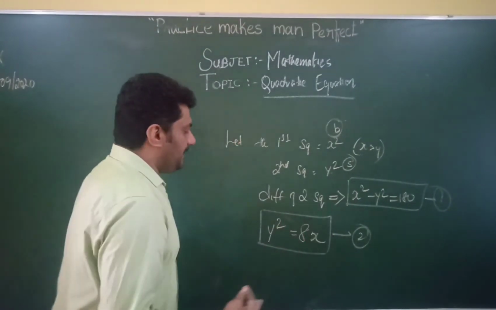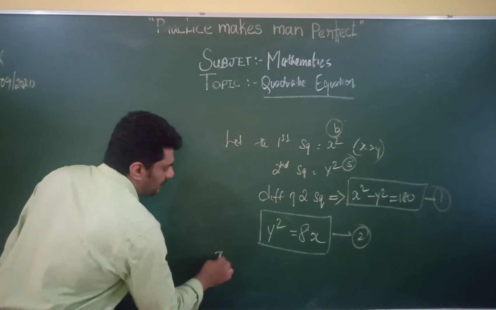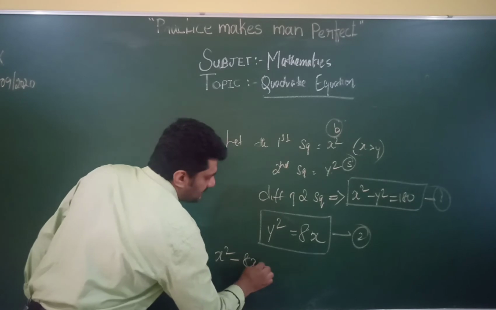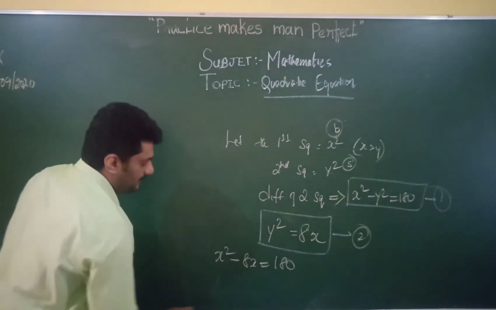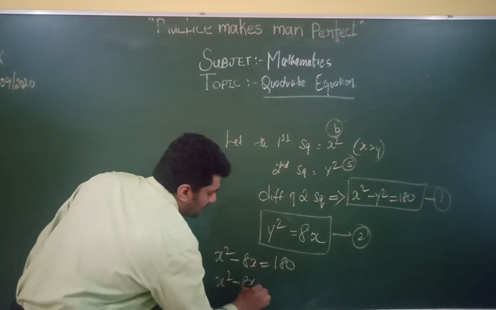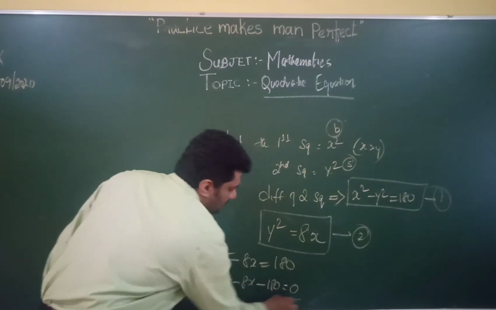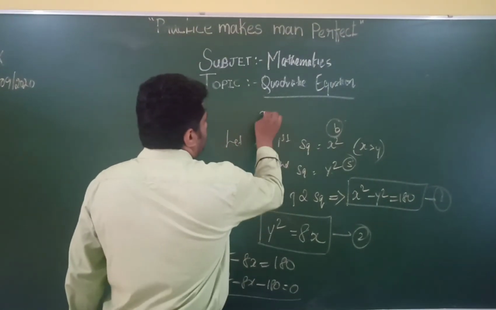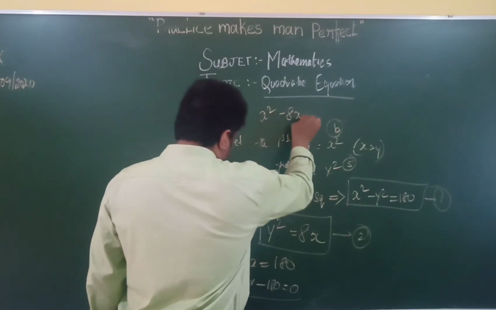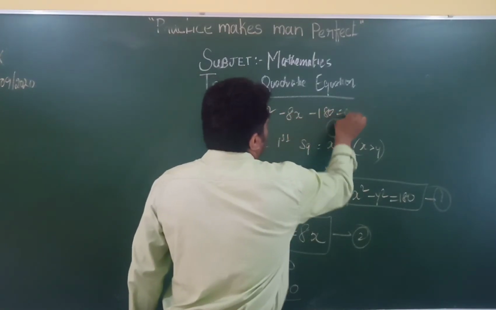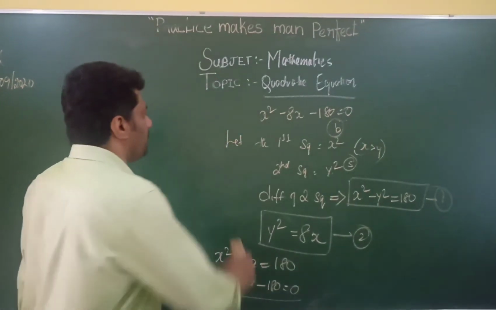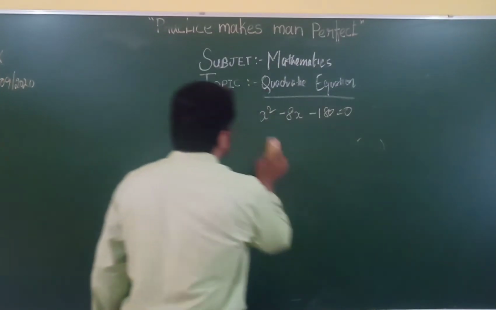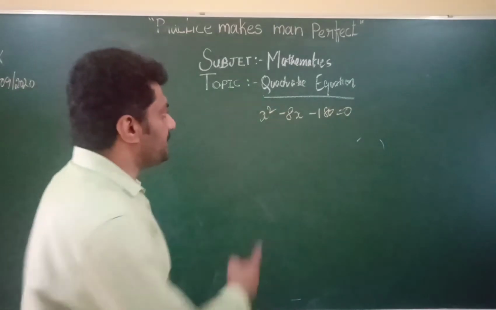If you compare both the equations, now x square minus, what is the value of y square? It is 8x. x square minus 8x is equal to 180. So x square minus 8x minus 180 is equal to 0. This is how we derive a quadratic equation. Once we get the quadratic equation, x square minus 8x minus 180 is equal to 0, we can solve by either the formula method or the factorization method.